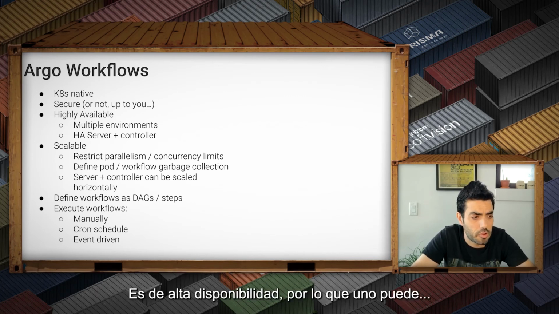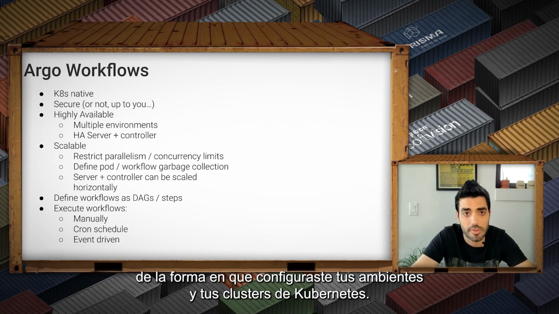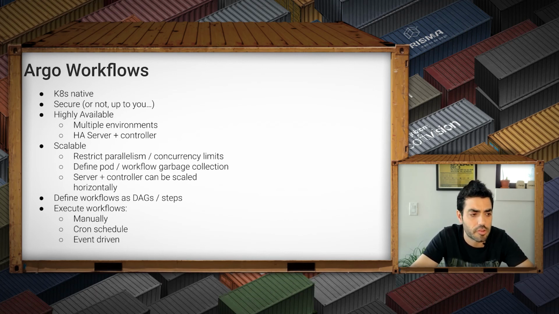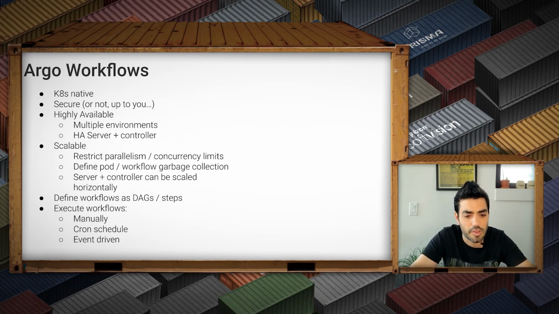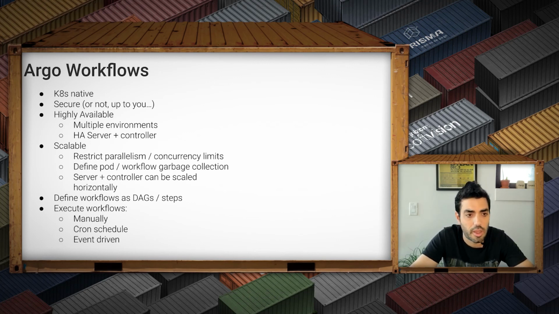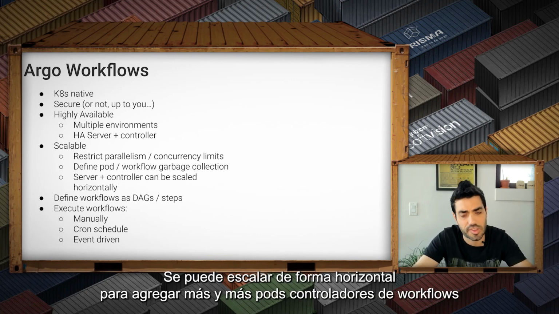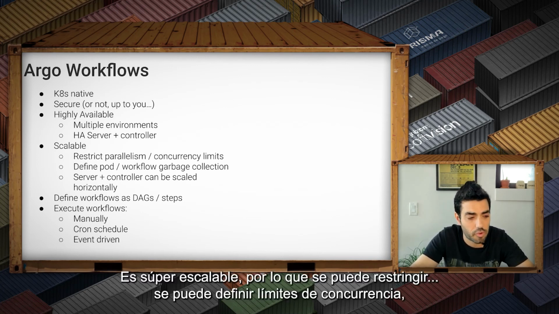It's highly available, so you can basically deploy it to multiple of your environments, depending on the way that you configured your environments and your Kubernetes clusters. And each of those environments comes highly available. So there are highly available server pods, and there are highly available controllers, which are basically a leader, and you can scale horizontally to add more and more workflow controller pods and API servers, so you don't miss events, for example.